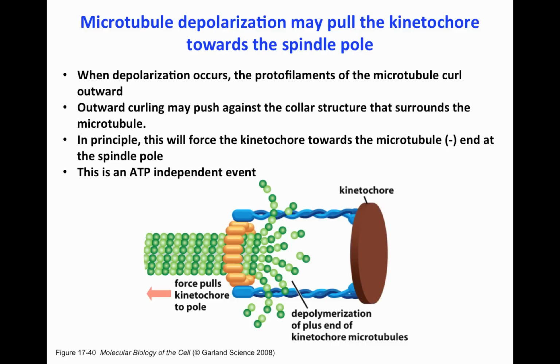And this is an ATP independent event. This can happen in vitro in the absence of ATP. So it's believed that the energy required to move the kinetochore in part is coming from the actual depolymerization of the microtubule, which already spent energy by hydrolyzing GTP to be assembled.